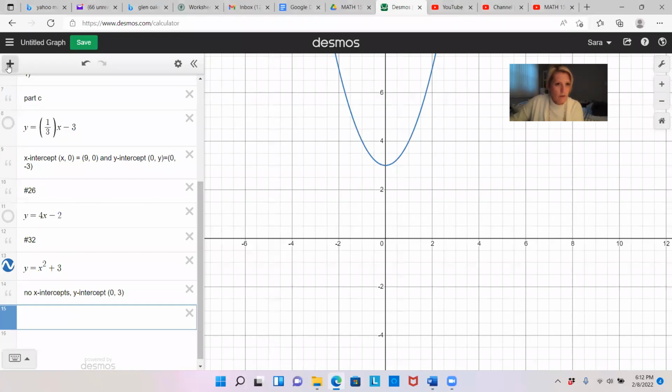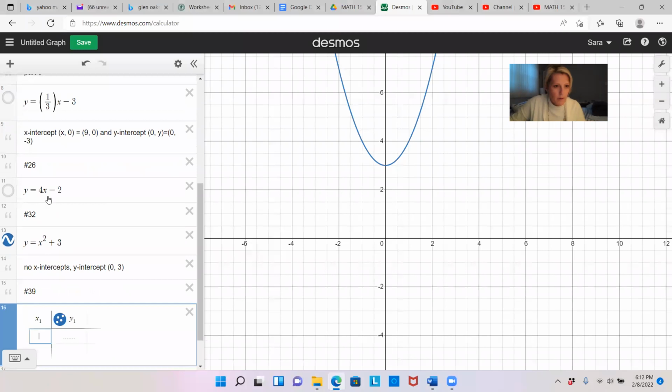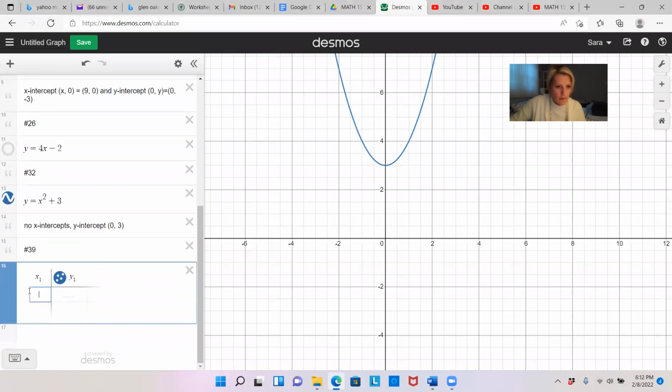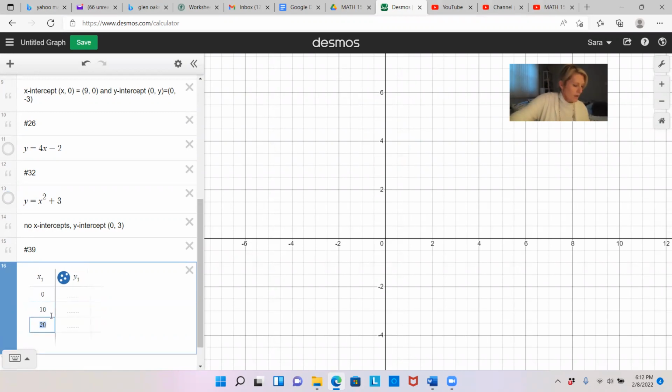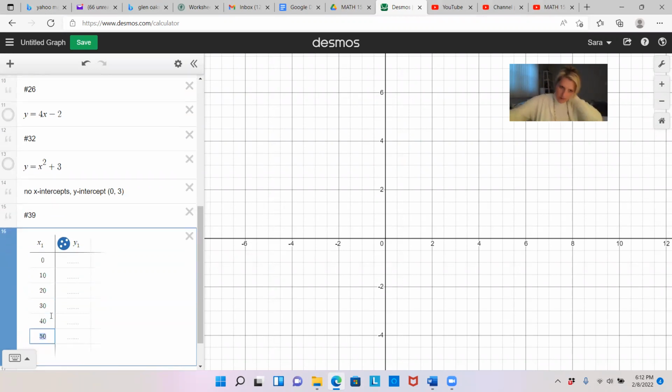And we are going to just make a little note. That's number 89. And you're going to go up to the plus button and click on table. And then it should have a table started where it says X1, Y1. And so in X1, we're going to put 0 and 10 and 20 and 30 and 40.